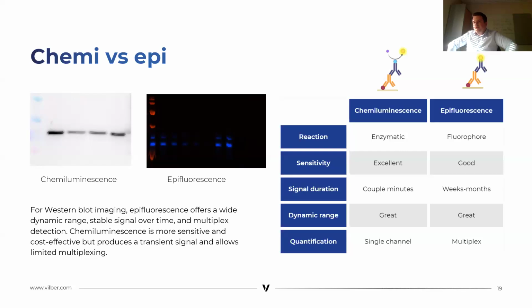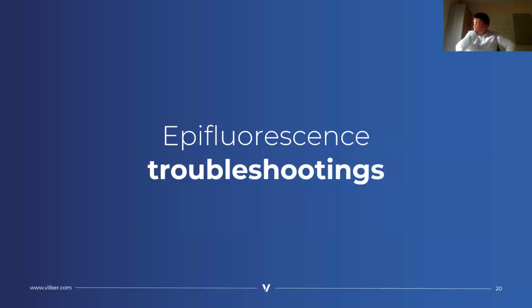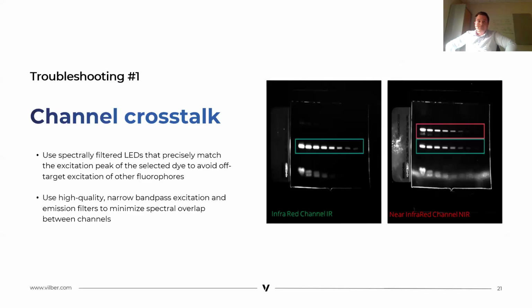And chemiluminescence, on the other hand, is more sensitive, and also cost effective because you just have to purchase ECL, for example. But the signal is transient and multiplexing is impossible with chemiluminescence. And now we will see epifluorescence troubleshooting, and we will start with the channel crosstalk.